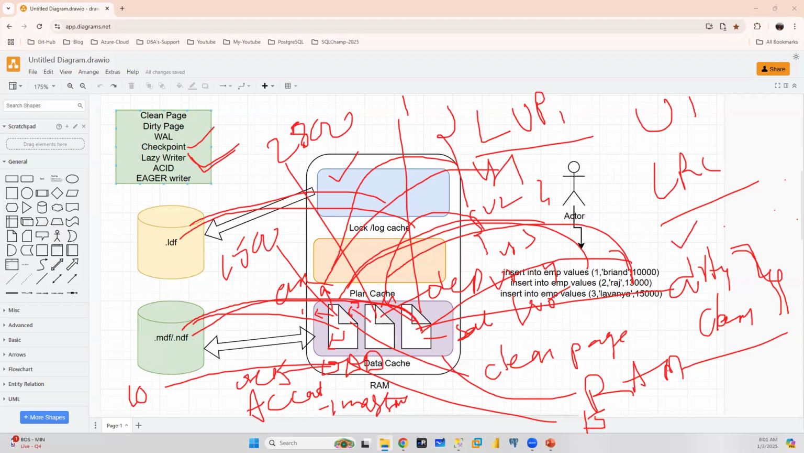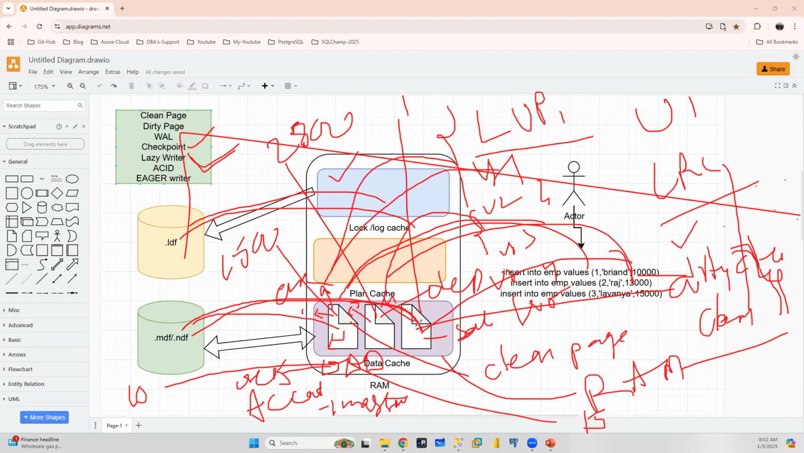Unless it makes a clean page, it never flushes the pages from the buffer. So once the dirty page is moved, it will make it a clean page and identify whether these pages are least used pages, least reference count. Then it will start removing the pages in the buffer. It will flush. Flush is nothing but removing the pages from the buffer.